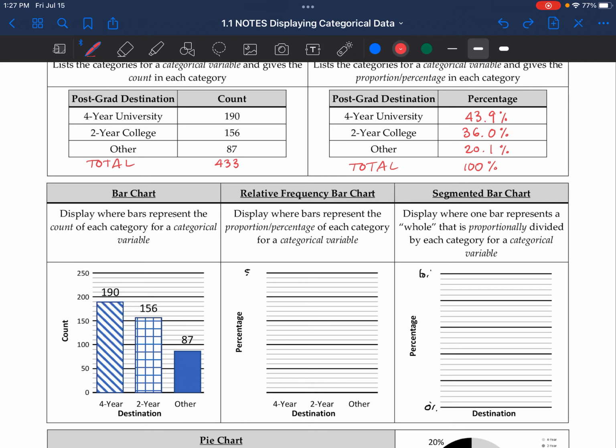I also put in the raw counts along the top there. I like to do that so that it's a quick visual. I don't have to have somebody sit there and spend time looking at it and going, is that 155 or 156?